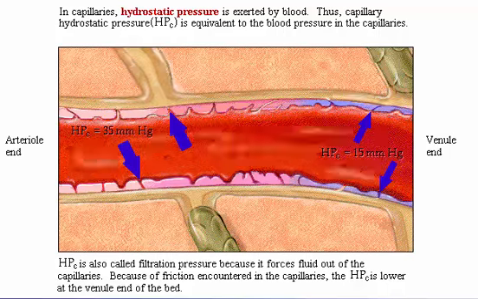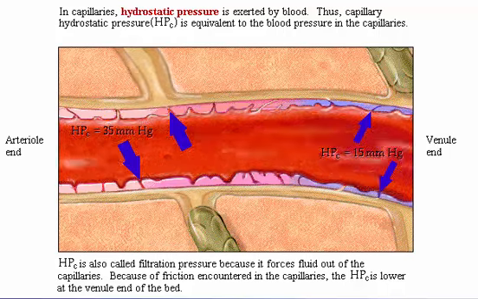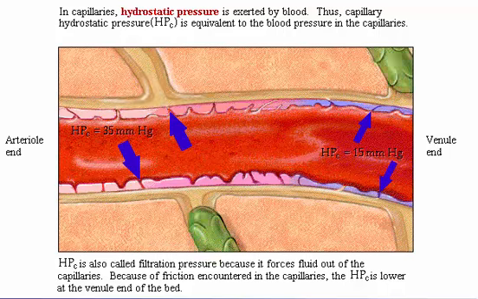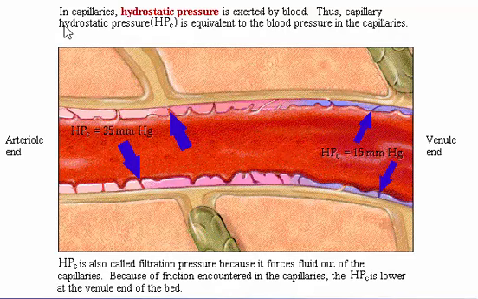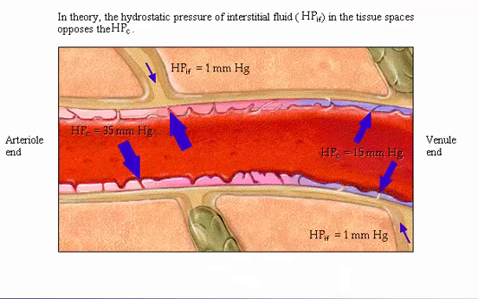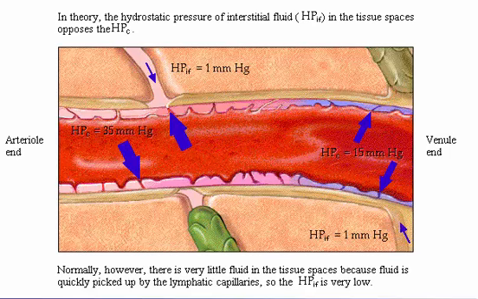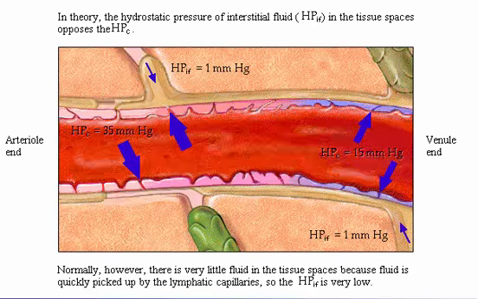Because of friction encountered in the capillaries, the capillary hydrostatic pressure is lower at the venular end of the capillary bed than the arterial end. In theory, the hydrostatic pressure of the interstitial fluid in the tissue spaces opposes the hydrostatic pressure in the capillaries. Normally, however, there is very little fluid in the tissue spaces because it is quickly picked up by the lymphatic capillaries, so the hydrostatic pressure of the interstitial fluid is very low.